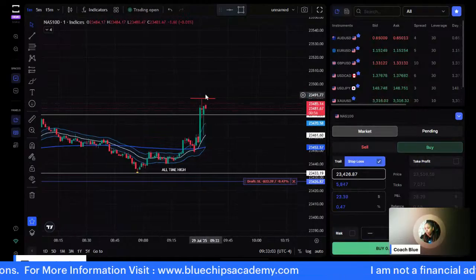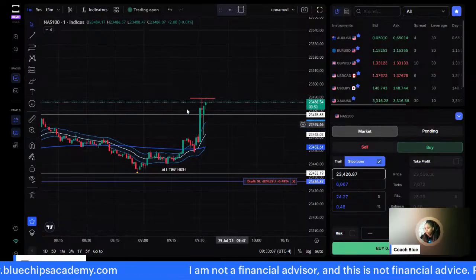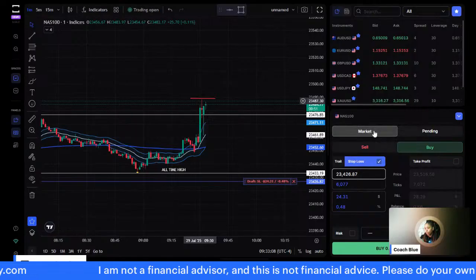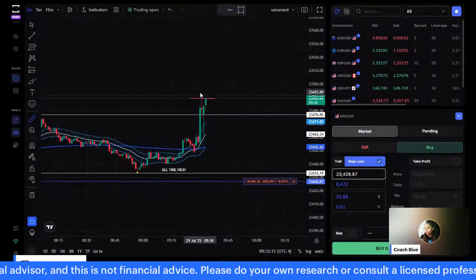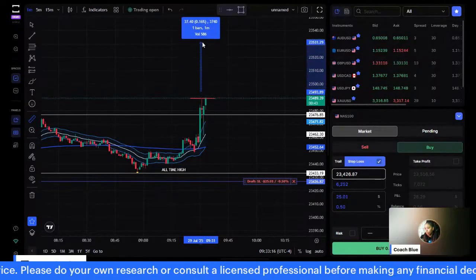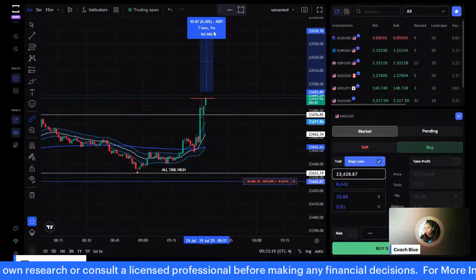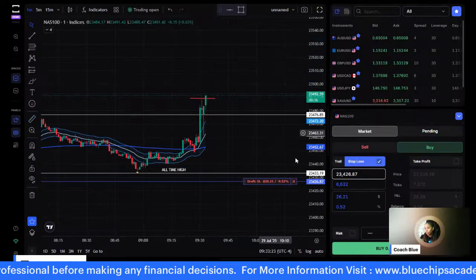Let's see if this next candle can break past our little threshold right here. And if so, where would I take profit be? Let me see. Let me measure this out. Let's say 0.25. Let's just say 0.2 actually. So 23,539 will be our take profit.